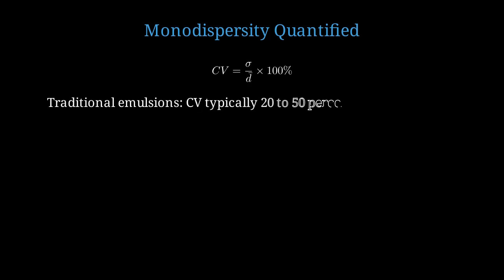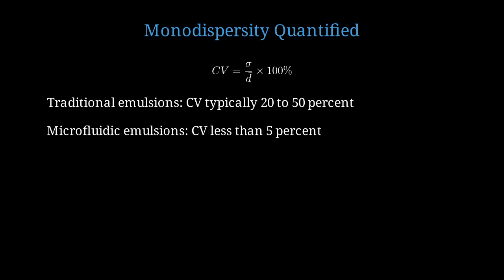How do we quantify monodispersity? We use the coefficient of variation. The coefficient of variation equals the standard deviation divided by the mean diameter times 100%. For traditional bulk emulsification methods, the CV is typically 20 to 50%. That's extremely polydisperse. Microfluidic methods can achieve CV values less than 5% and often less than 2%. That's remarkably monodisperse.